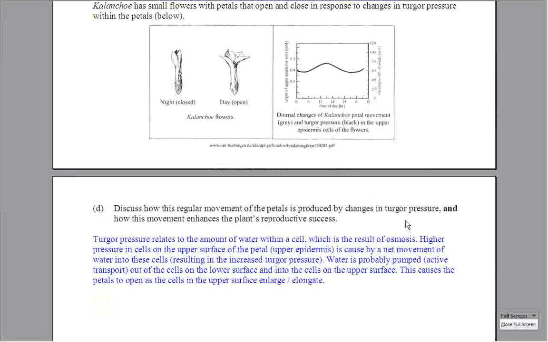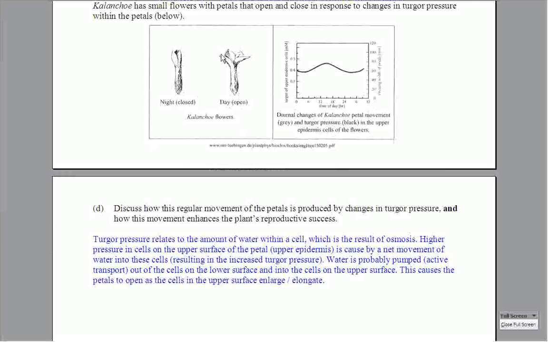Kalanchoe has small flowers with petals that open and close in response to changes in turgor pressure within the petals below. So you can see at night it's closed like this, and during the day it opens up. So this is actually nice for the previous question if you're struggling to think of an example of a nastic response. Well, they just gave you one here. Alright, you could talk about the opening and closing of flowers.